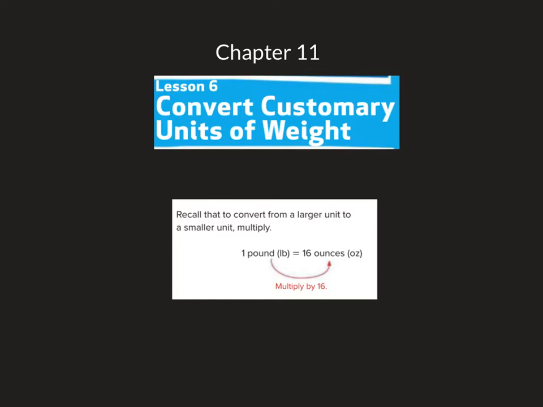Chapter 11, Lesson 6, Converting Customary Units of Weight. Recall that to convert from a larger unit to a smaller unit, we need to multiply. So if we're going from large to small, multiply. Small to large, divide. It's a good little rule of thumb to remember.